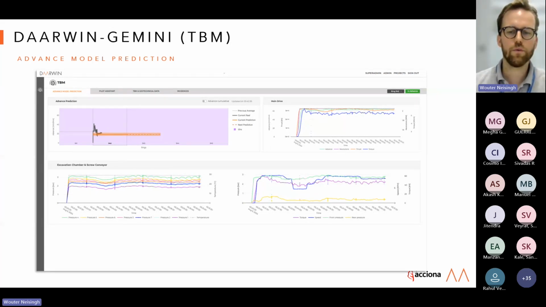The bottom left one represents the excavation chamber and the screw conveyor. This one is important because, for instance, high pressures give you the risk of rising or lifting the surface, and low pressures give you a risk of surface settlements or sinkholes. And at the bottom right, we see a more detailed understanding of the pressure at the front and at the back of the shield, the speed and the torque, and how that develops over time.